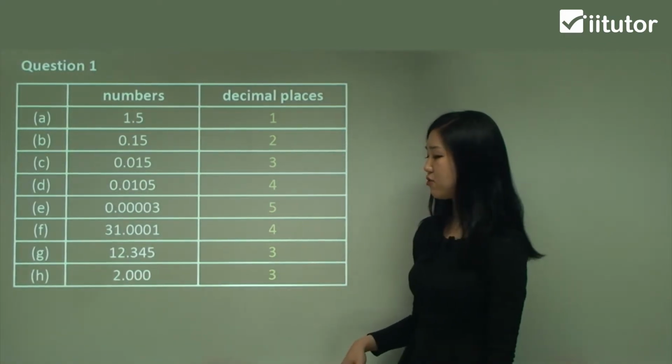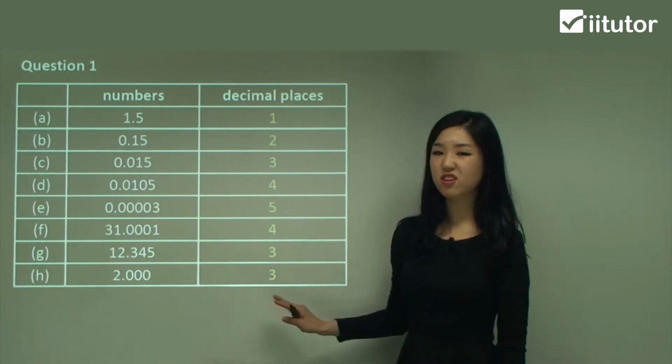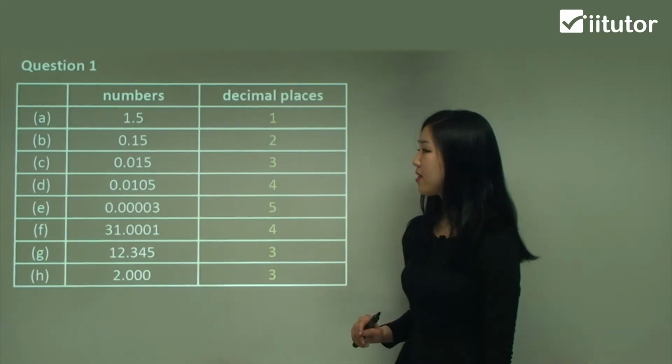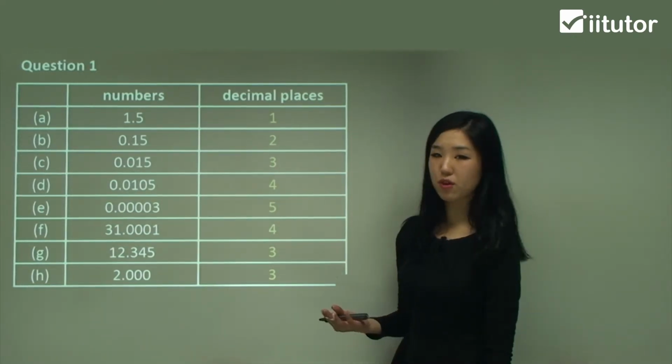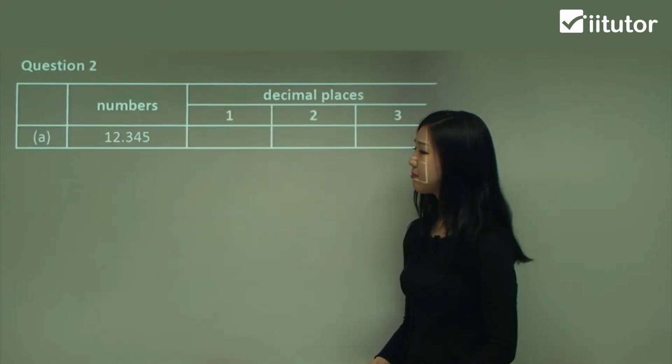But that's just the same as 2. But because I have it there, you still need to write 3. And that's pretty much it. That's easy, isn't it? That's all you need to do, just counting it up.